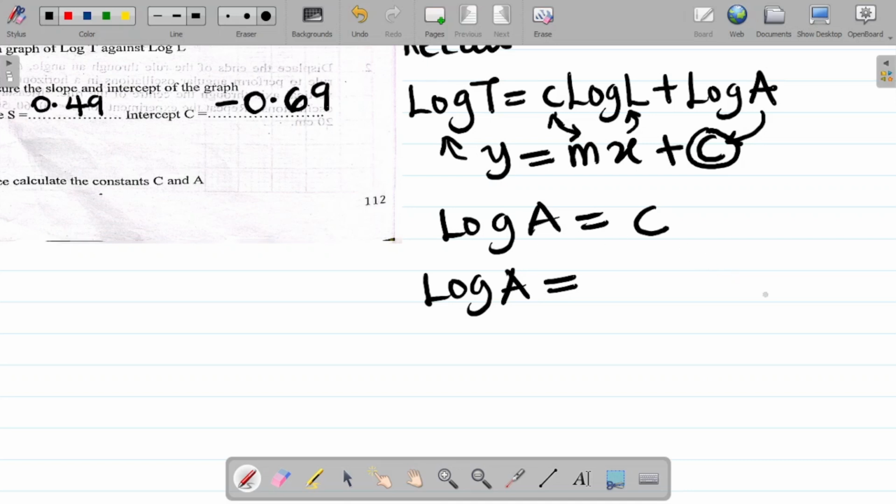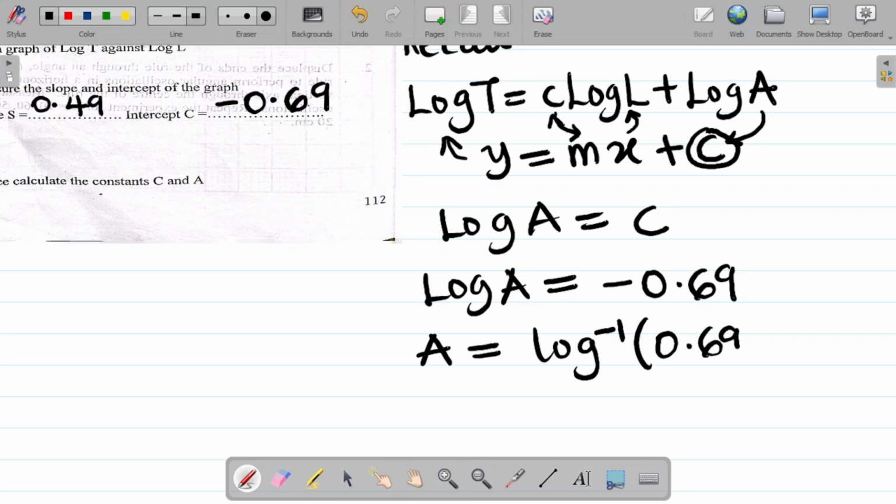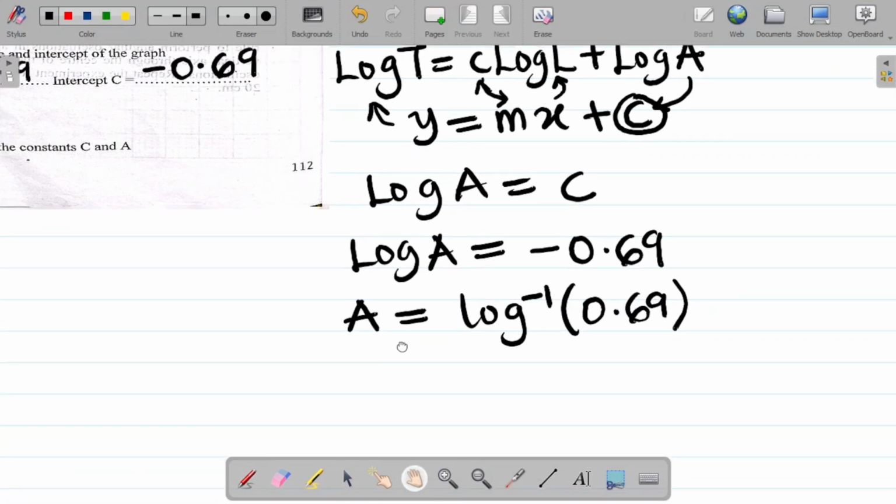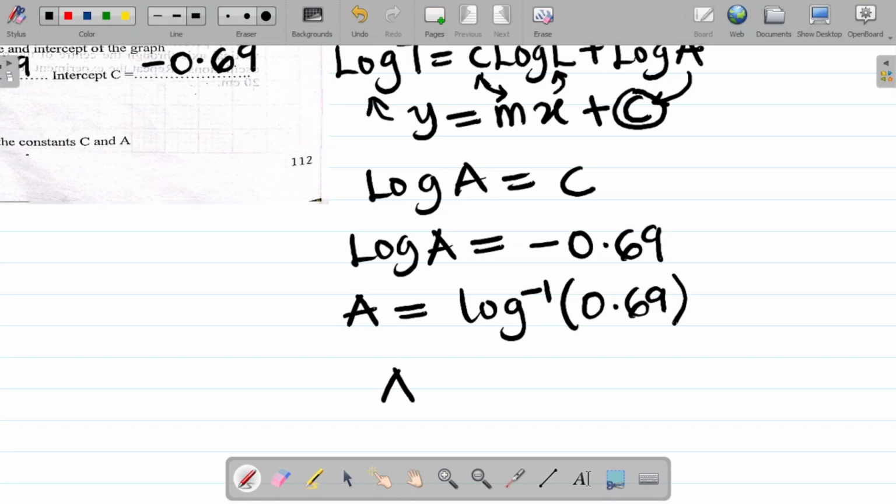What's the intercept there? We got it as minus 0.69. So what next? Let's get A. To get A, I'll have to take the anti-log of 0.69. That's how we do this. Take the anti-log. From here, A is equal to the anti-log of 0.69, which is about 0.20. So I've gotten the value of A as 0.20. I have calculated A. Now let's calculate C.